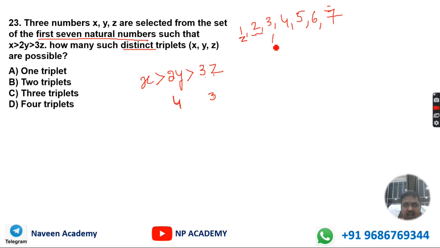Then the x value cannot be 3, and x value cannot be 4, because x should be greater than 2y. So the remaining values are 5, 6, 7. So 5 is also possible, 6 is also possible, 7 is also possible. See, 5, 4, 3 is possible, 6, 4, 3 is possible, and 7, 4, 3 is possible if z is equal to 1, my dear friends. Already we are getting 3 triplets.